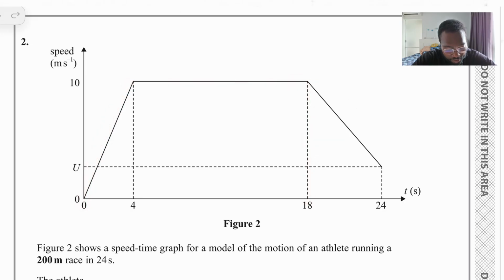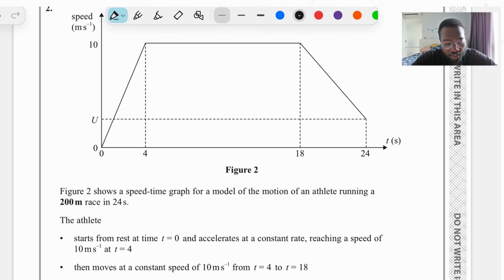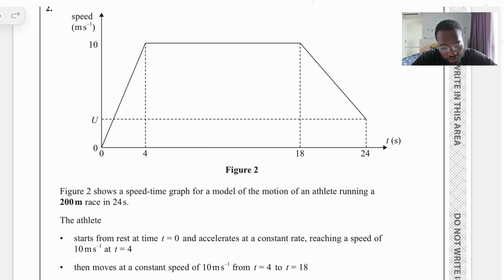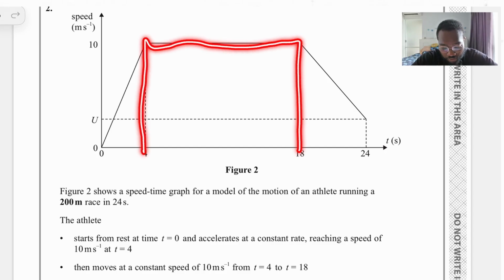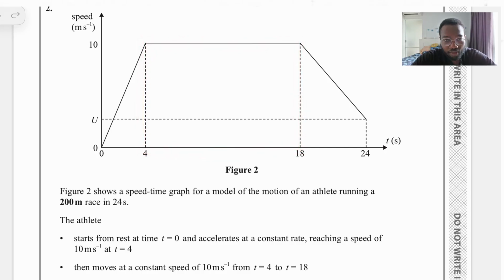So how can we do that? Well, if we want the distance, the distance is just going to be the area under the graph, the area under this speed-time graph. So we can work out the area of this triangle first, during the first 4 seconds. And then between 4 and 18, we have this rectangle here. So we can just work out the area of that rectangle, add them together, and that should give us the distance. Okay, so let's do that.